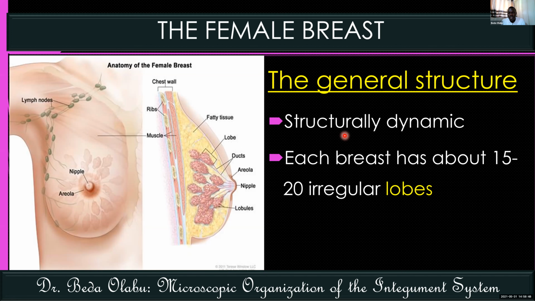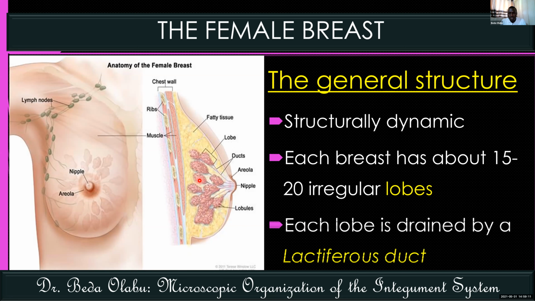Each breast has about 15 to 20 lobes. And these were the ones representing the lobes. Each lobe consists of even smaller lobules, what we call the ductolobular units of the breast. They are smaller lobules of the breast. Now, a lobe of the breast is drained by a duct. The duct that drains breast tissue is known as the lactiferous duct.